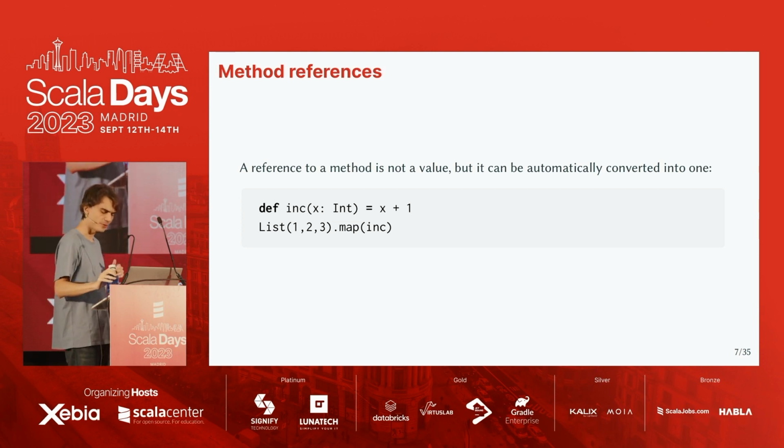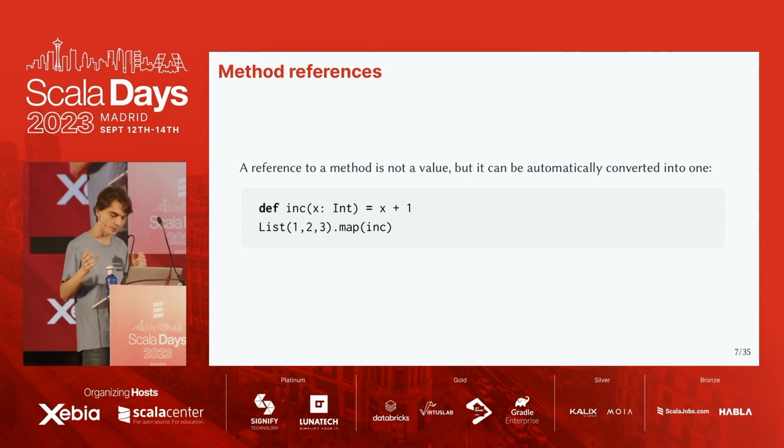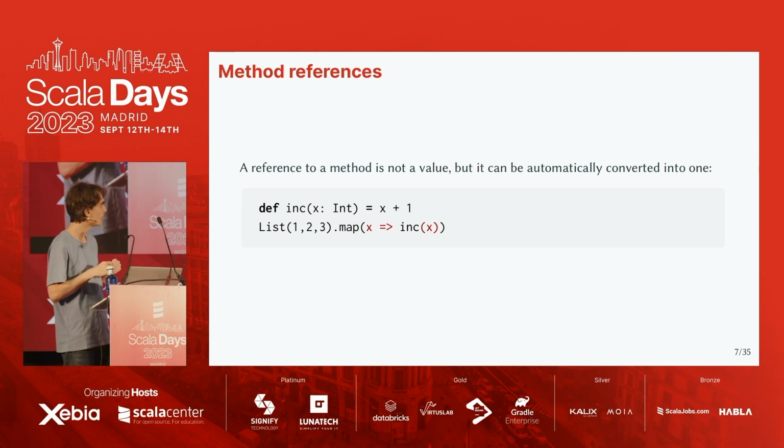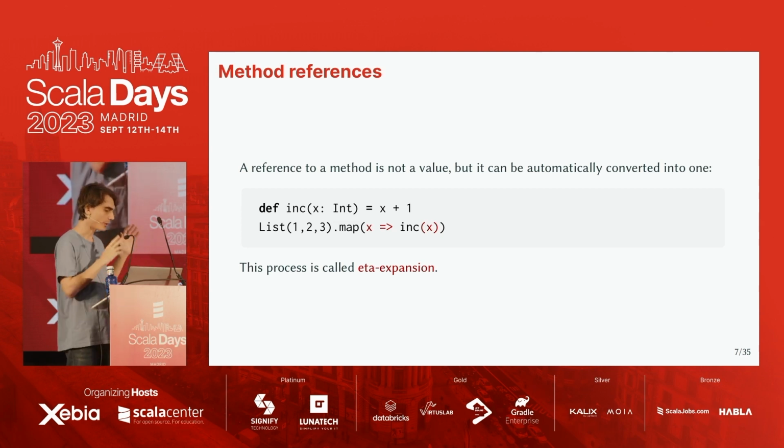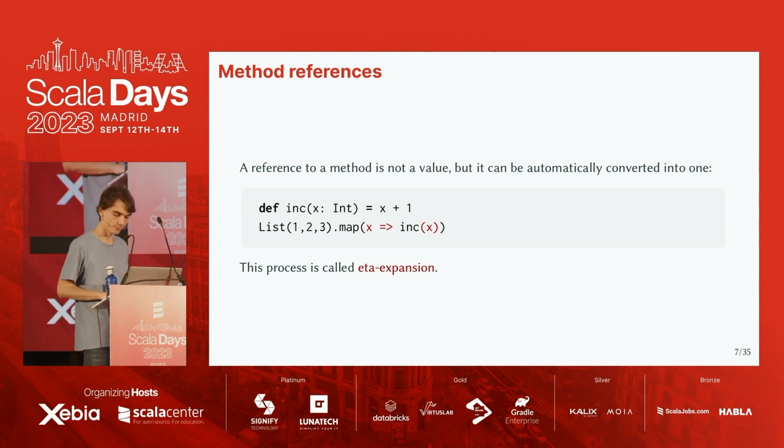So the difference between methods and values might still be very abstract because most of the time we don't have to think about this. The reason we don't is because if you have a method reference here, inc, and you try to pass it as an argument to map, then the compiler automatically wraps your method reference into a lambda. Incidentally, this is called eta expansion because of lambda calculus, but the name isn't super important. But that's why most of the time we don't have to care about the distinction between these things.